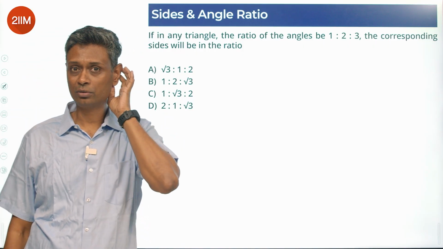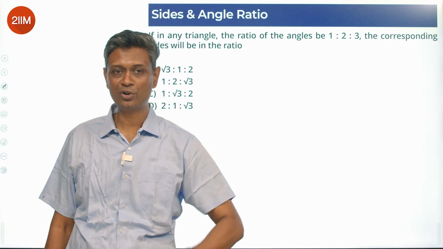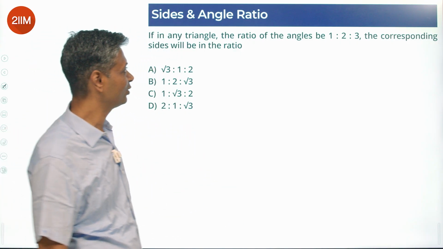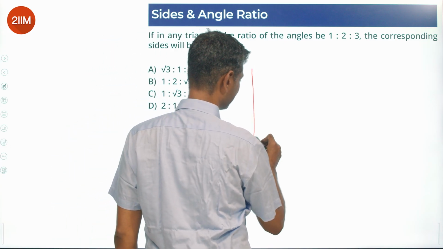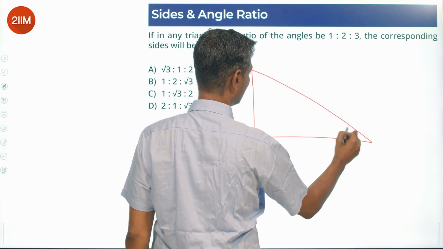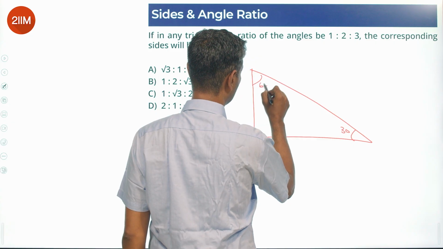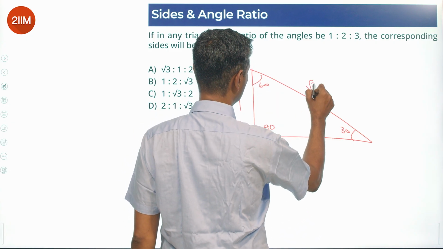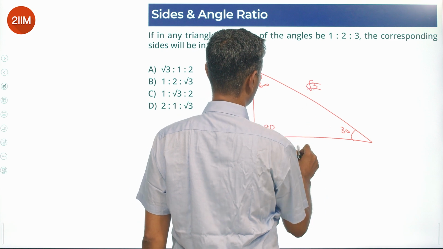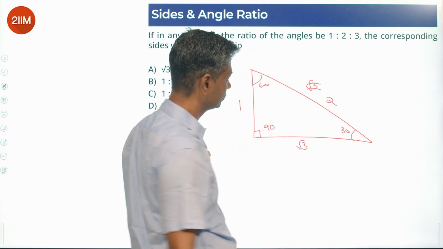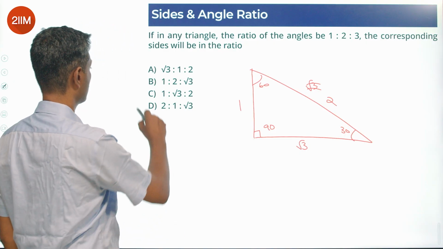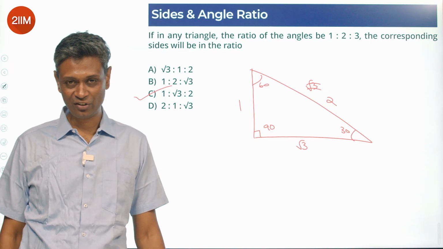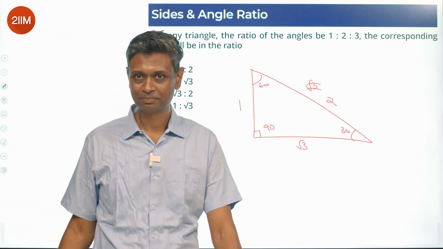If in any triangle the ratio of the angles be 1:2:3, the corresponding sides will be in the ratio... Then I thought, well, how do we do this? It's a very simple question because 1:2:3, 6 parts adding up to 180, each part is 30. So this is a 30, 60, 90 triangle. Sides are in the ratio 1:√3:2. Very simple.